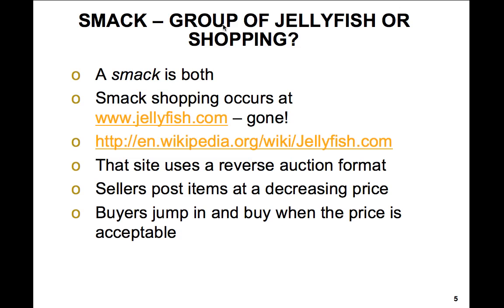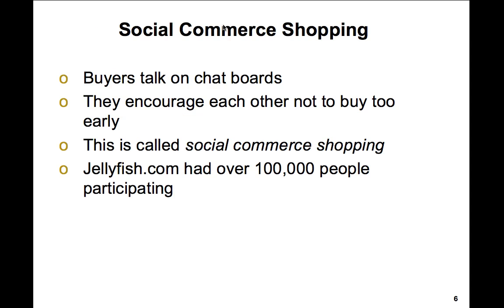And then we have SMEC, which is a group of jellyfish or shopping in terms of what the question's all about. And it's a reverse auction format. So sellers post items at a decreasing price, buyers jump in, buy when the price is acceptable, as I pretty much explained with jellyfish. We have other kinds of techniques as well in terms of buying per click. The more you click, the price goes up, the price goes down, which is sort of the concept in terms of auctioning or gambling kind of thing.